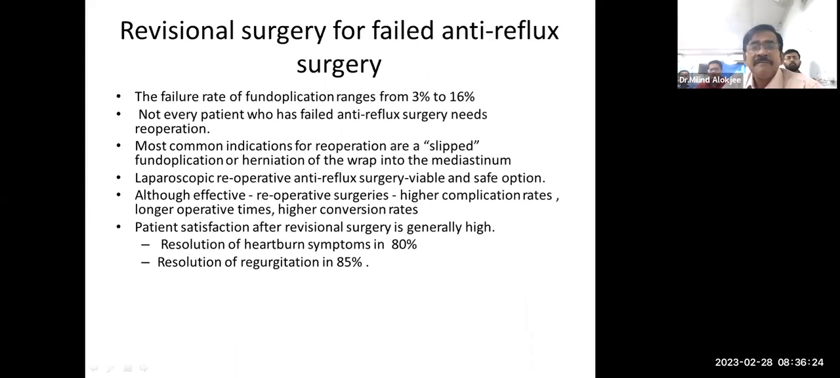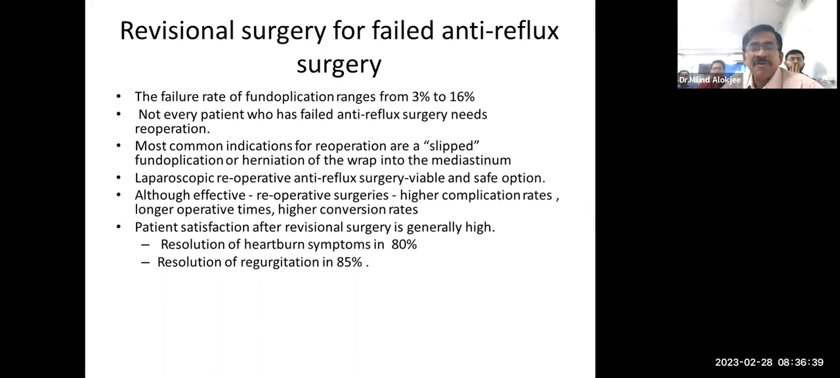So what are the indications for revisional surgery following an anti-reflux procedure? The failure rate of fundoplication ranges from 3 to 16%. Not every patient who has failed anti-reflux surgery needs reoperation.